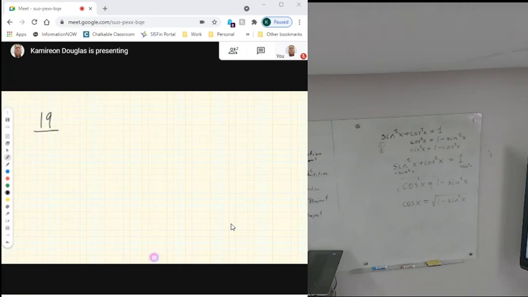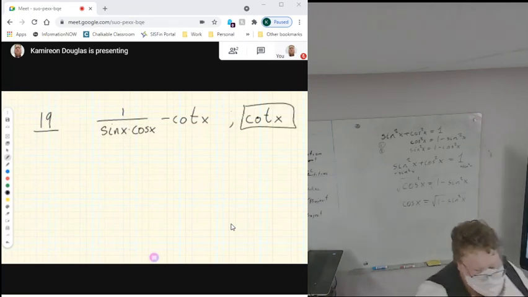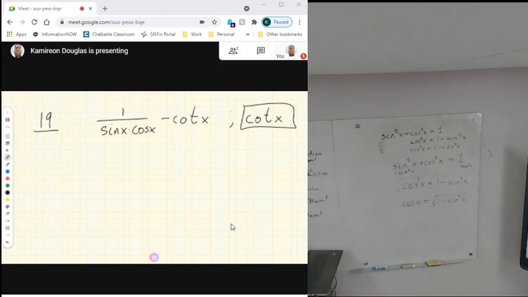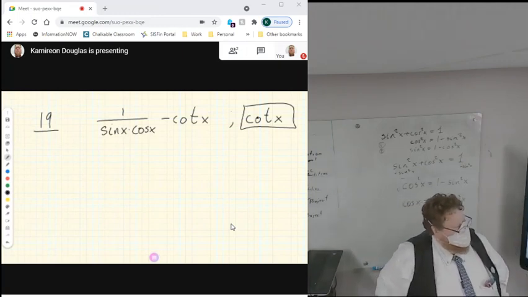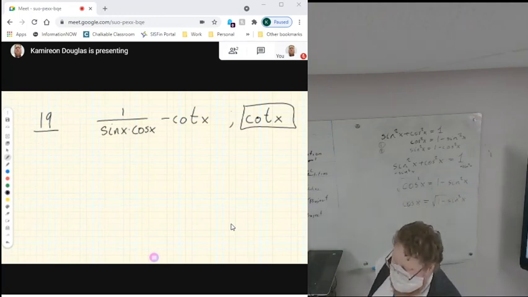Okay, let's do 19. We have the function 1 over sine times cosine minus cotangent. My goal? To get everything in terms of cotangent. You'll notice that part of this is already done. The right-hand piece, it's already in terms of cotangent. I'm probably not going to mess with it. Which means I'm really going to focus upon what's happening with this left-hand piece. How can I rewrite this left-hand piece to be something involving cotangent?